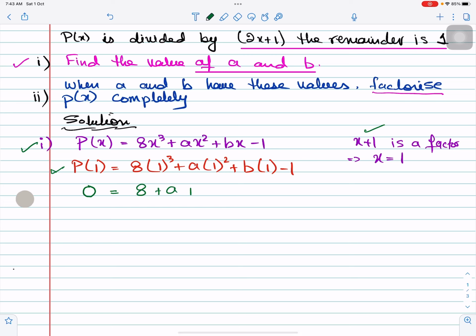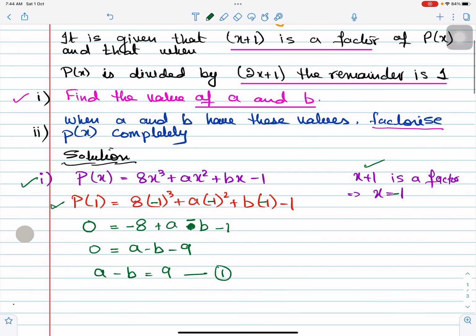Oh sorry, this should be minus 1, my mistake. So what will be the impact? This will be minus 8, and this will be minus b here. So minus 8 minus 1 is minus 9, so it is a minus b minus 9. So I can say a minus b equals 9. This is my equation number 1.